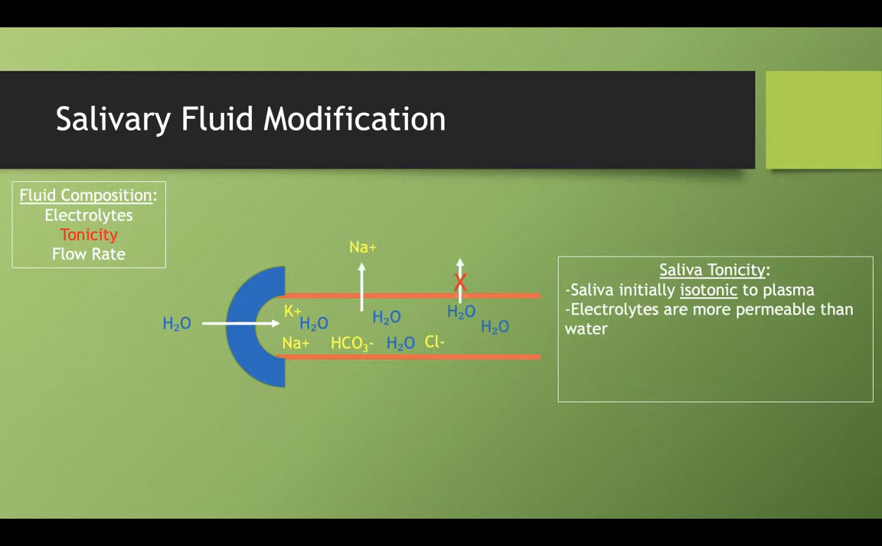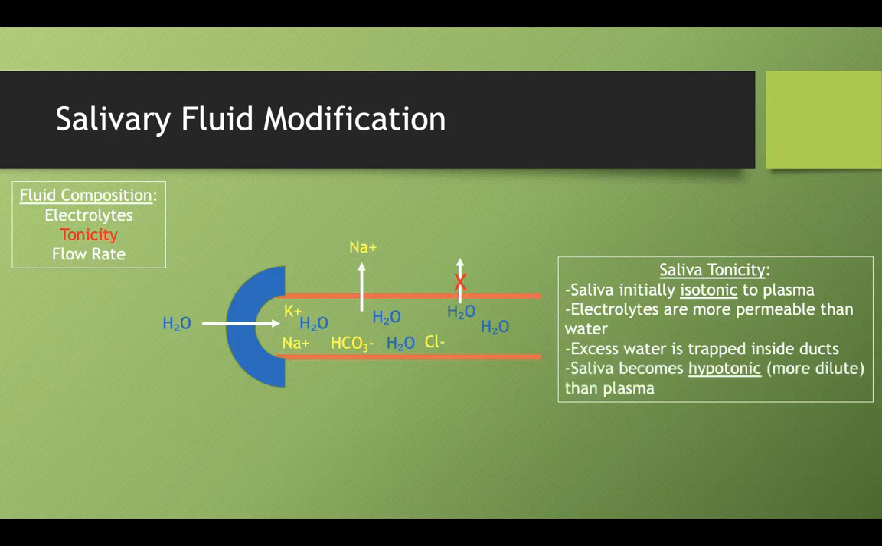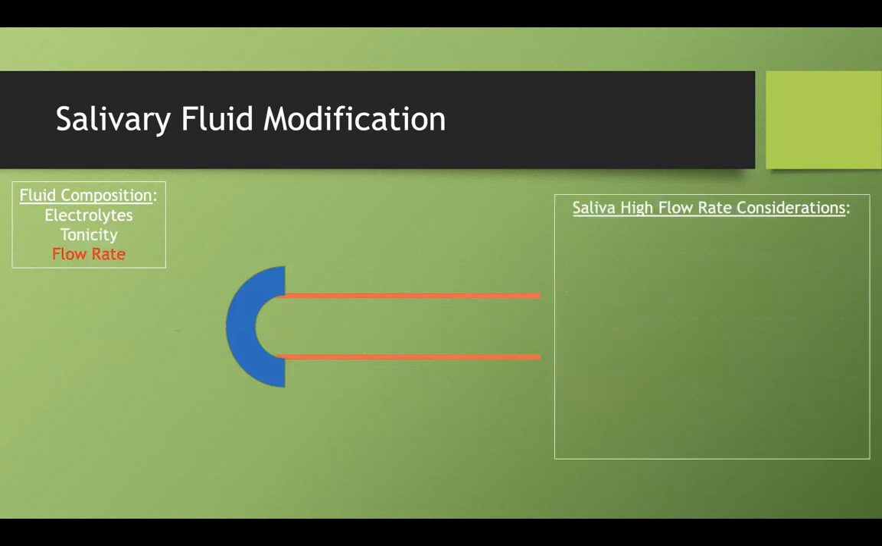And so what'll happen as the concentration moves throughout the ductal cells is that you're going to get a more dilute salivary duct because water gets trapped within the duct. And so the saliva becomes hypotonic, which makes a little bit of sense if you think about how viscous blood is. If you've ever cut yourself, you notice how blood is a little bit more viscous. And if you notice your saliva, it's a lot more watered down. And this is why that happens.